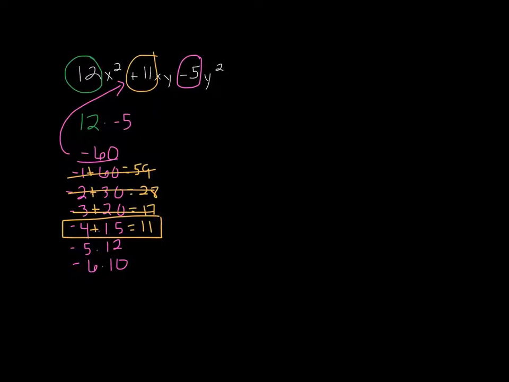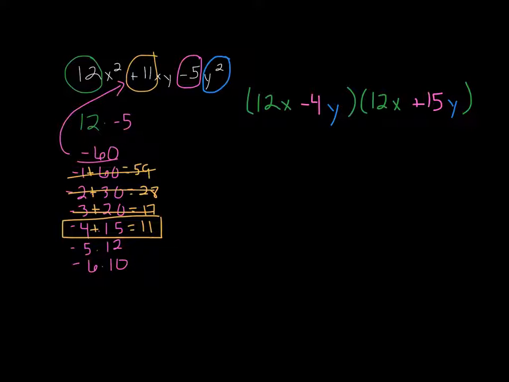So when we go to write our two binomials, remember we have A at the beginning of each one, 12x and 12x. And now we need to put the negative 4 and the 15, and we had a y squared on the end. So we also need to add a y to the end of these.